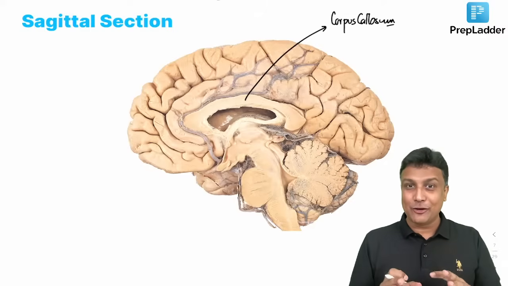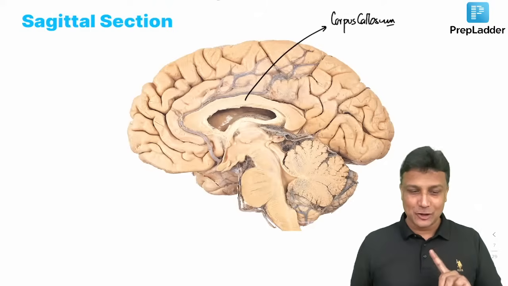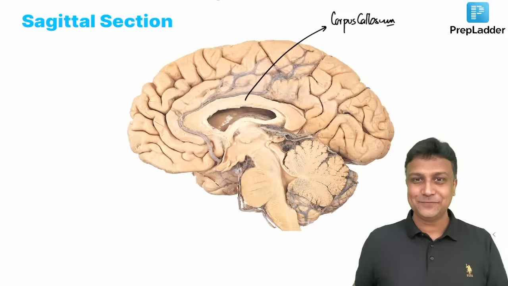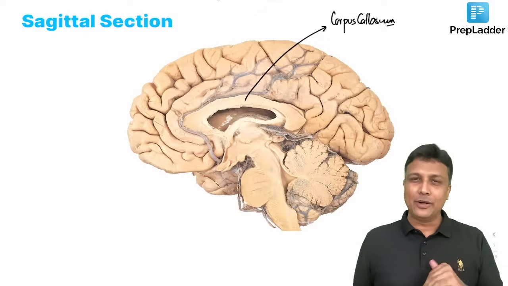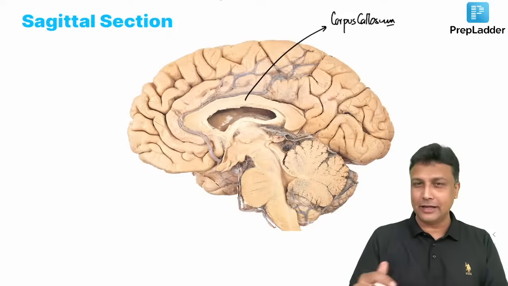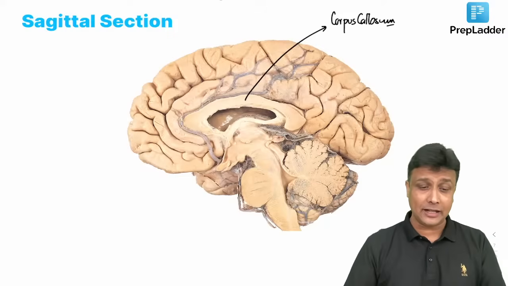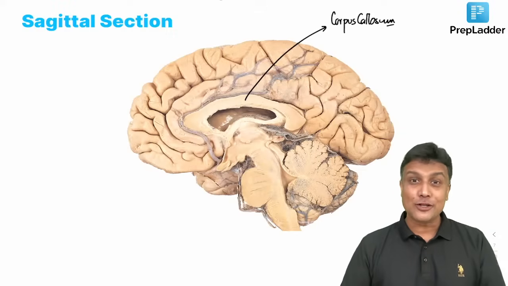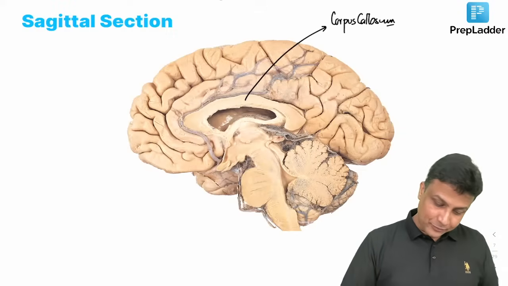Now, in one of the recent exams, they have given it in a twisted manner. You should know which is the anterior most part. Normally we'll think that rostrum is the anterior most part, because the name rostrum is used interchangeably with anterior. But remember, rostrum is not the anterior most part.